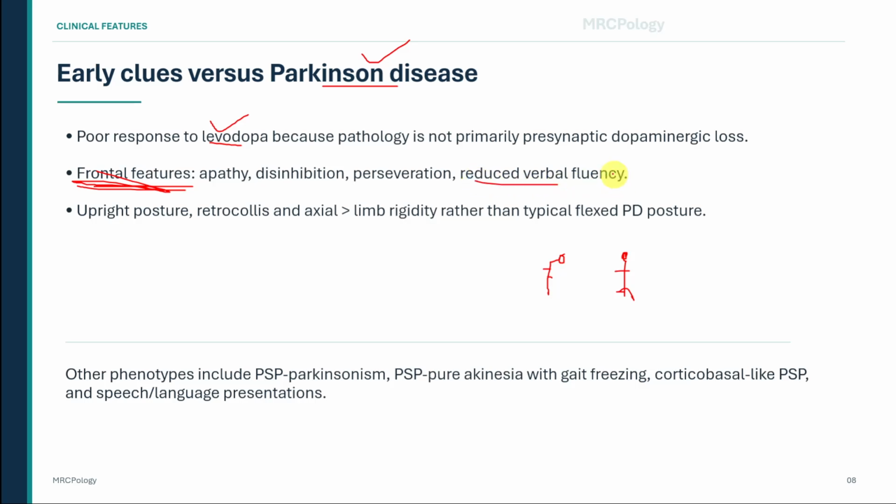So if the exam gives you symmetrical axial Parkinsonism, poor levodopa response, early backward falls, downgaze palsy, dysarthria, or dysphagia, think PSP rather than Parkinson disease.